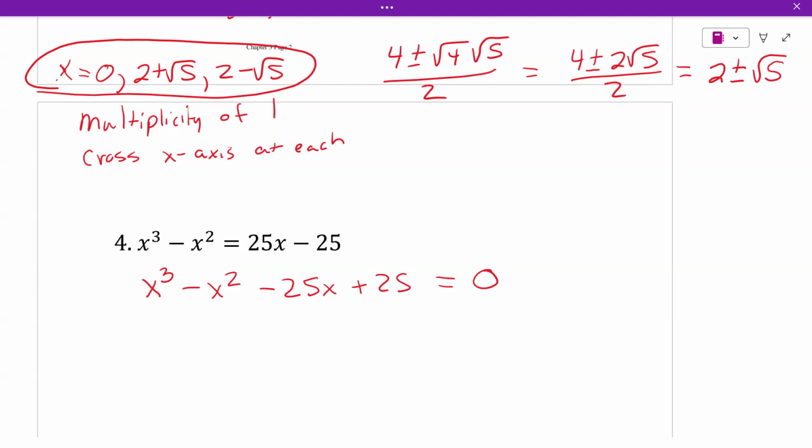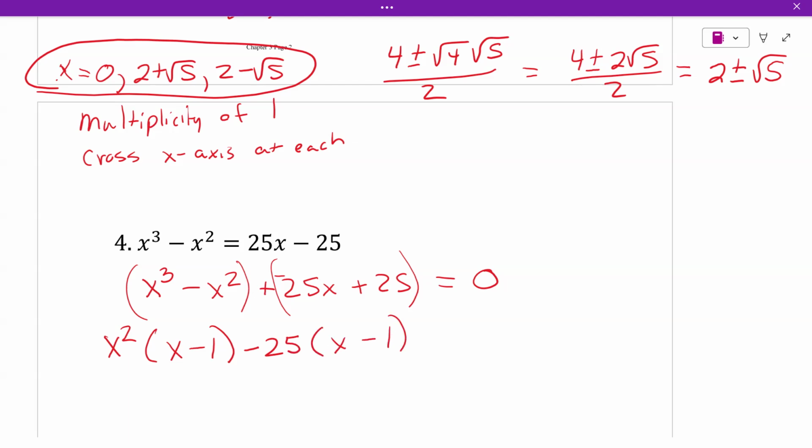All right. So what do I have to do? Since this is a minus sign in between my second and third term, I have to go plus a negative. Then I put in my parentheses. What comes out of my first two? X squared. I get x minus 1. What comes out of my last two? Not just 25, but a negative 25 to get x minus 1. Because I need x minus 1. If I would only take out a 25, I'd get negative x plus 1, which wouldn't match. They have to match.